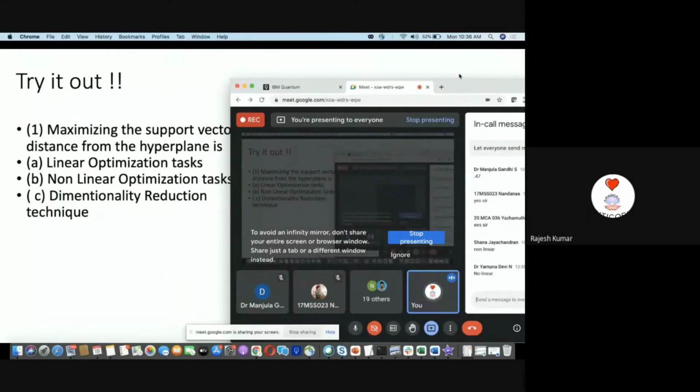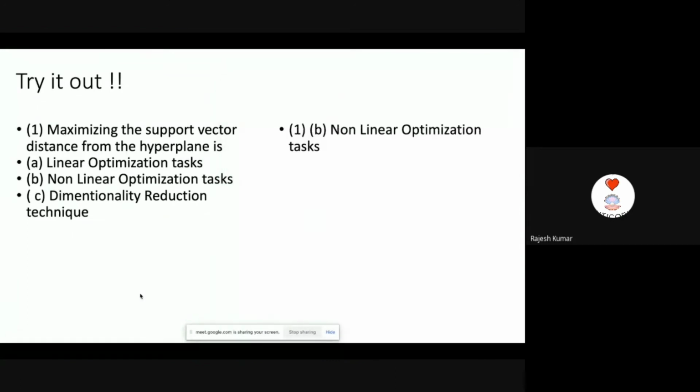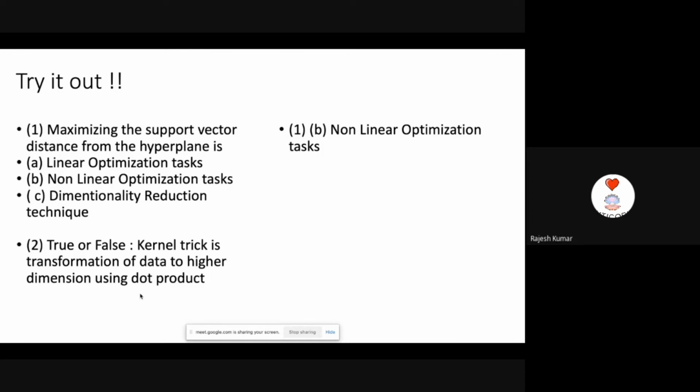So Shana Jayachandran has mentioned this is non-linear. Yamuna madam also mentioned this is non-linear. This is a non-linear optimization task. Keep that in mind. Why? Because these are a few things we will map to our quantum.